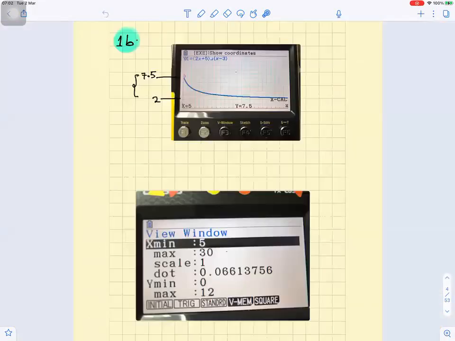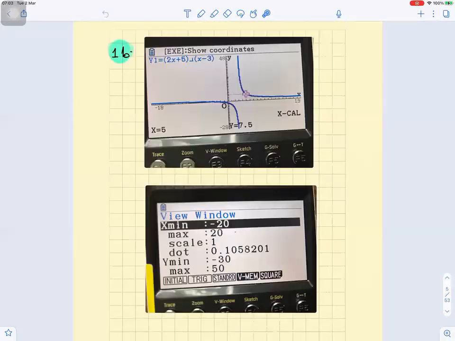And when you put the graph in your graphics calculator, use this value for x minimum, x maximum, y minimum, y maximum, so that you can see it clearly. You can see the whole graph in the calculator. And also, if you go from minus 20 in the x-axis up to 20 in the x-axis, and from minus 30 in the y-axis up to 50 in the y-axis, you will see a complete graph.